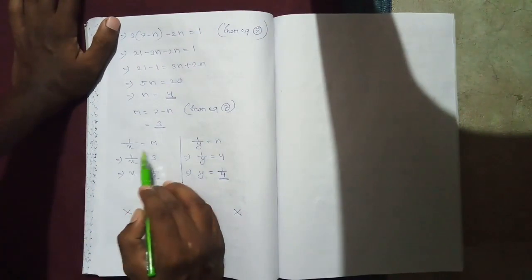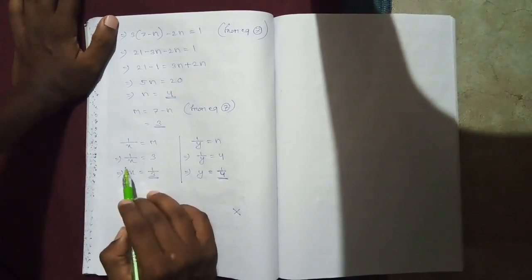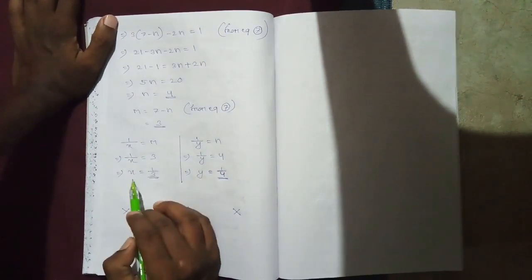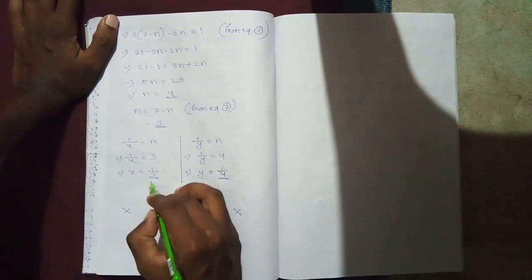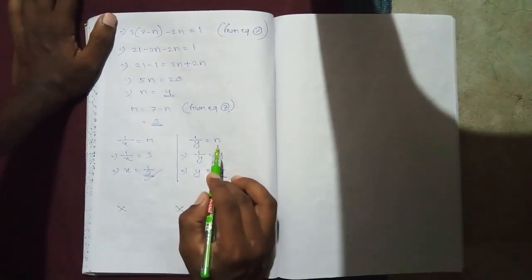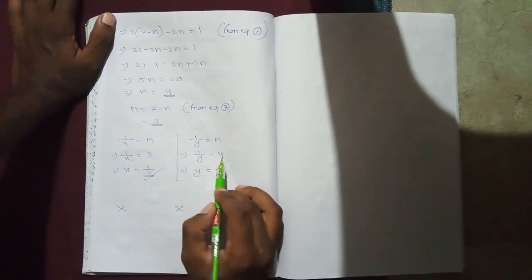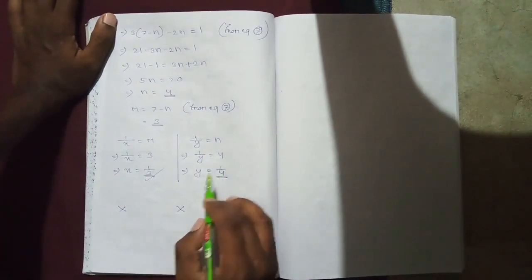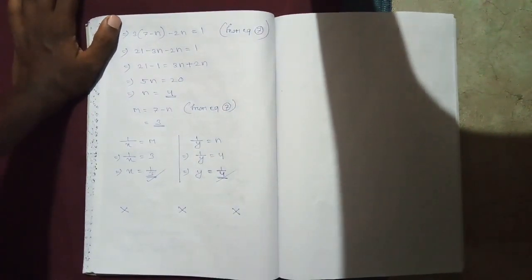We have taken 1 by x is equal to m. So 1 by x is equal to, what is m? 3. 1 by x is equal to 3. So what will be x? 1 by 3, on taking reciprocal on both sides. So this is the value of x. Similarly, 1 by y is equal to n. So 1 by y is equal to 4. We have got n is equal to 4. So on taking reciprocal on both sides, we get y is equal to 1 by 4. This is the value of y.